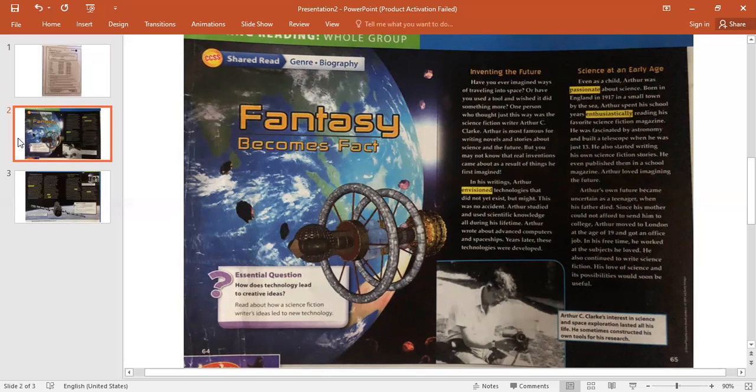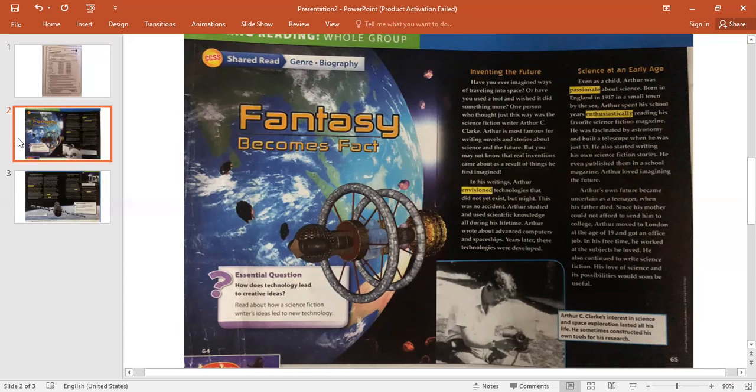Even as a child, Arthur was passionate about science. Born in England in 1917 in a small town by the sea, Arthur spent his school years enthusiastically reading his favorite science fiction magazine. He was fascinated by astronomy and built a telescope when he was just 13. He also started writing his own science fiction stories. He even published them in a school magazine. Arthur loved imagining the future.